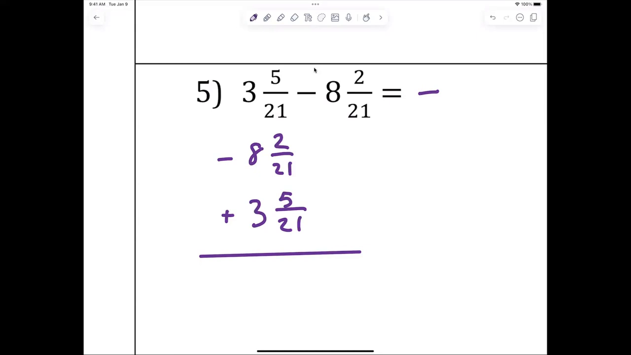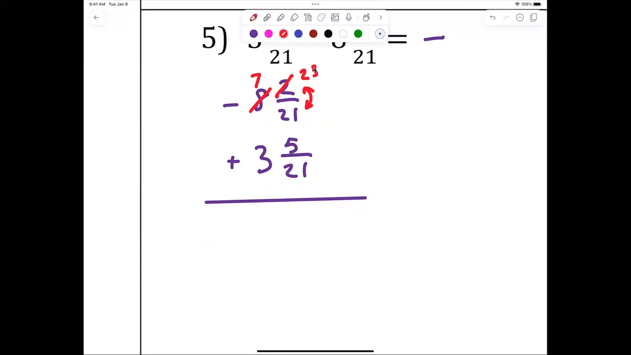Now, can I do 2 minus 5? No. So I have to do what now? Borrow. You're going to borrow from what number? The 8 and make that a 7. And then what am I going to do with the numerator and the denominator? You add them. Thank you. So I'm going to change the 2 to a what? 23. That is correct. Now can I do the subtraction? Yes. Help me with 23 minus 5. 18 over what? 21.